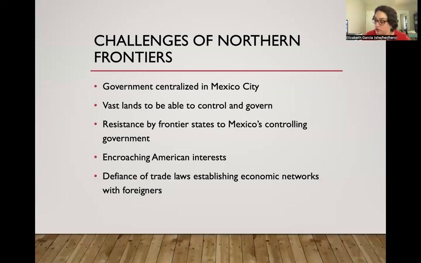Now Mexico is in charge, right? It's a Mexican government that is in charge, but they still see those northern areas, what is today the US Southwest, as a challenge for governing because the central government is in the central and southern part of the country. So the government is centralized in Mexico City. These vast lands are challenging to control and govern. There is resistance by some of those frontier states to Mexico's controlling government. We also start seeing an interest by the United States in moving into those areas.